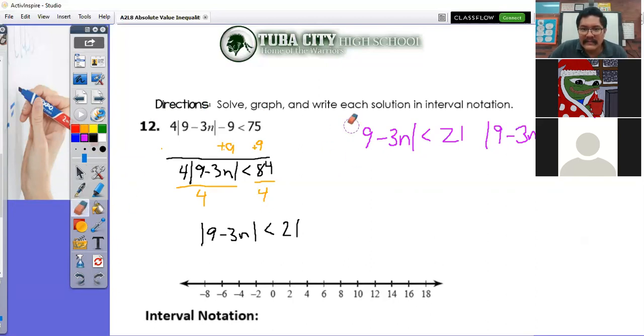Oh, I don't need these things here. Don't need these absolute value signs. All right, so there you go. Set that up, -9 on both of these.